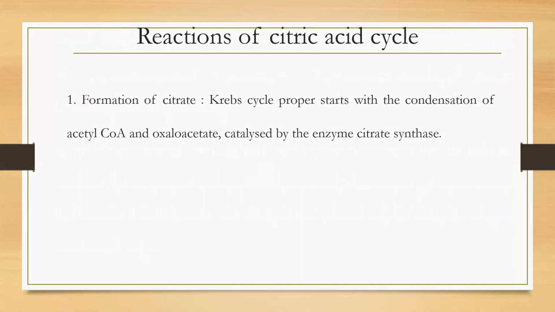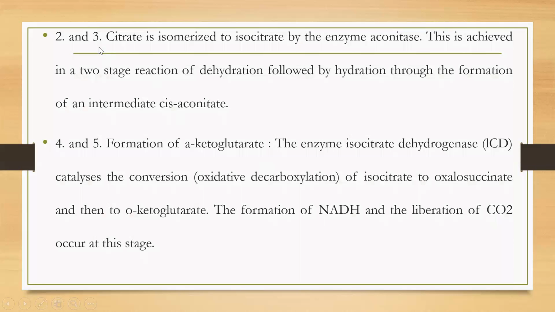If we look at the steps of the TCA cycle, the first step is the formation of citrate, as we have seen. Then in the second step, the citrate is isomerized to the isocitrate by the enzyme aconitase. Then in the fourth and fifth steps, the alpha-ketoglutarate is formed, and this is an important step because here the formation of NADH and liberation of CO2 occurs. The enzyme used here is isocitrate dehydrogenase. This is the fourth and fifth step.